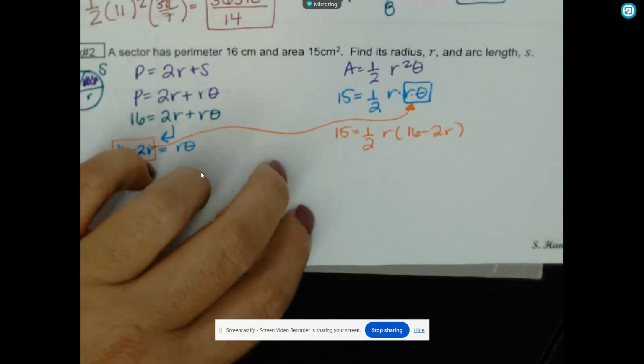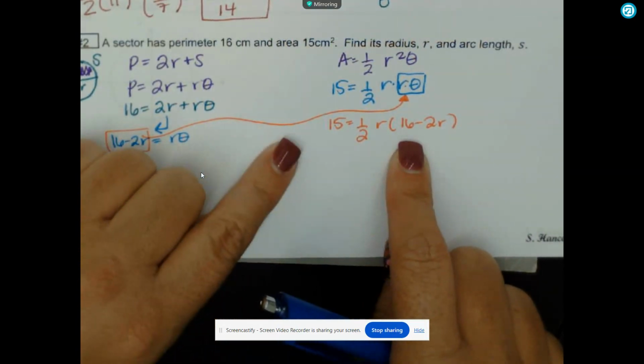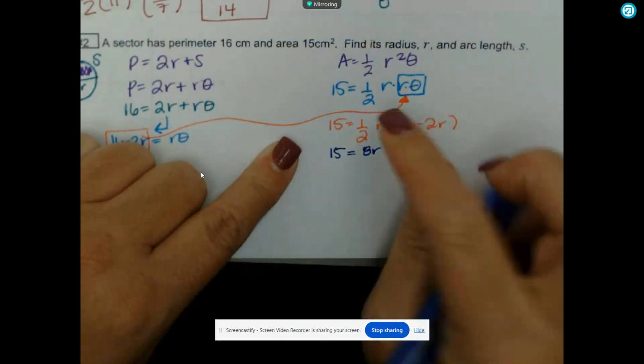Now, how many unknowns do I have in that problem? 1, R. So let's work it out and see what we get. There's still a little bit of work to do, but we're getting there. I told you this must be the most difficult one. All right, what is half of 16? 8, so this is going to be 15 equals 8R, because the R is still there.